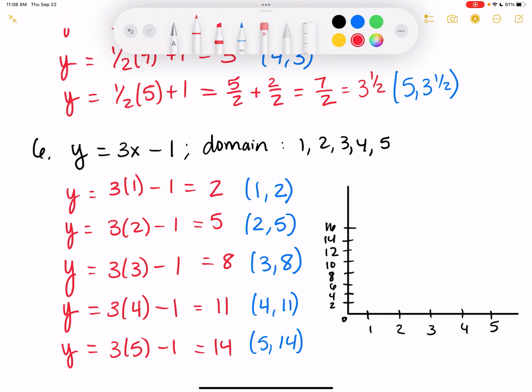So first point, x is 1, y is 2. Then x is 2, y is 5. X is 3, y is 8. X is 4, y is 11. And then x is 5, y is 14. And so then you have your graph.